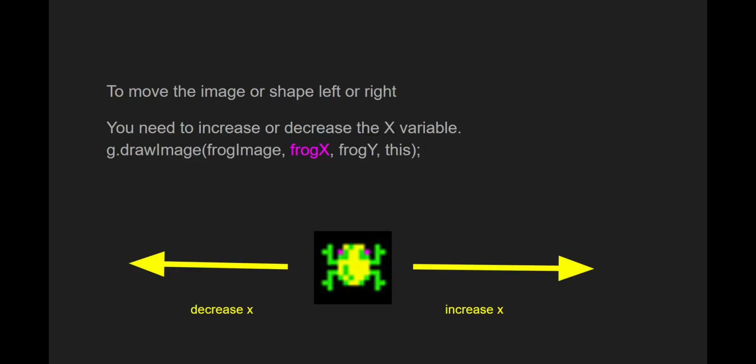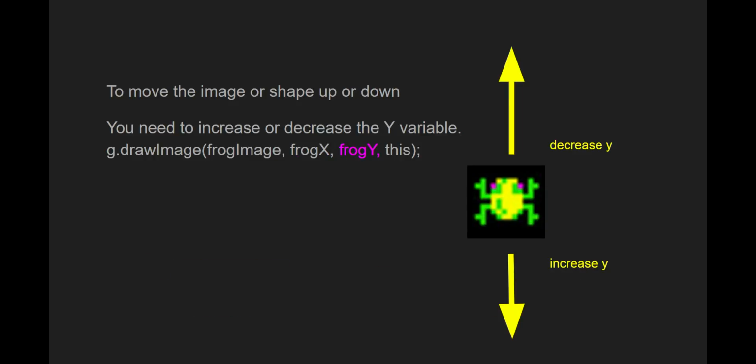To move an image or a shape on your screen, basically you will need to change the x and y coordinates. If I want to move an image to the right or to the left, I will either increase or decrease the x coordinate. Similarly, to move an image or an object up or down on my screen, I increase or decrease the y coordinate. To move up, I need to decrease the y coordinate.